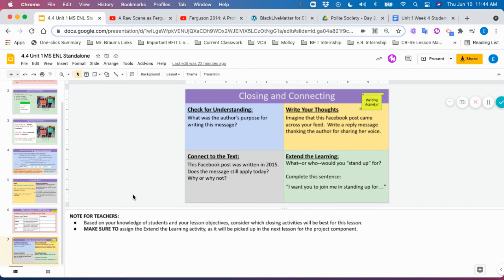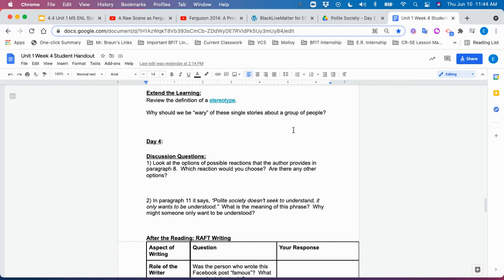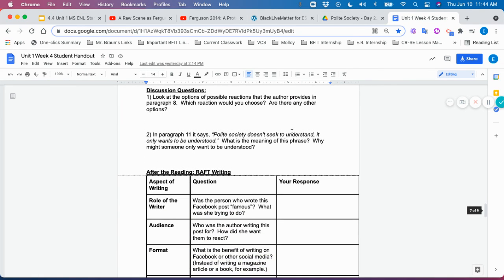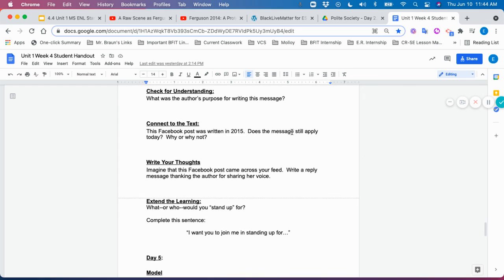Finally, there's an extending the learning activity. It's important for students to look at this question today because this question will be picked up on and further developed in the following lesson, the Day 5 activity. Once again, students could record their answers on this weekly handout.